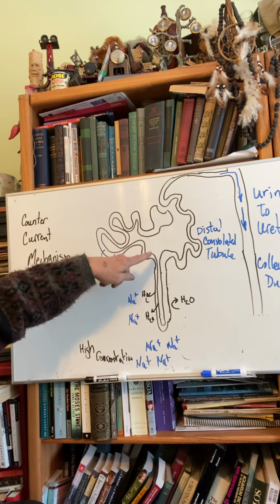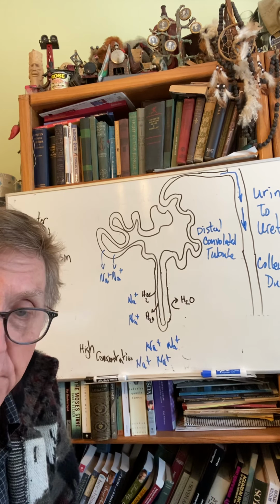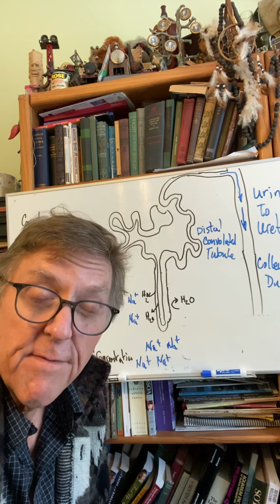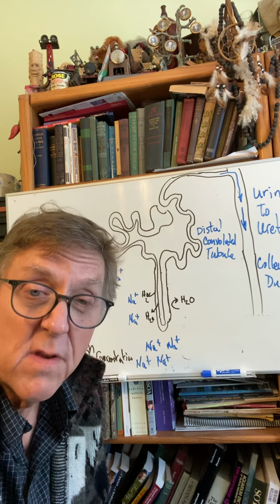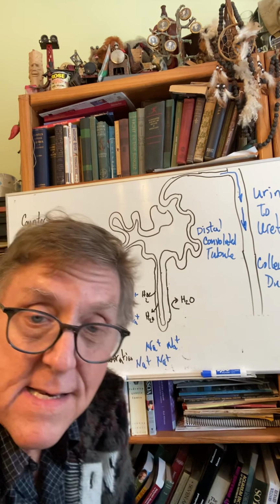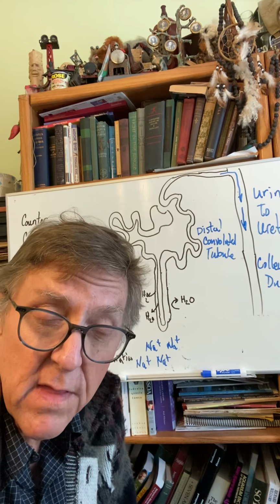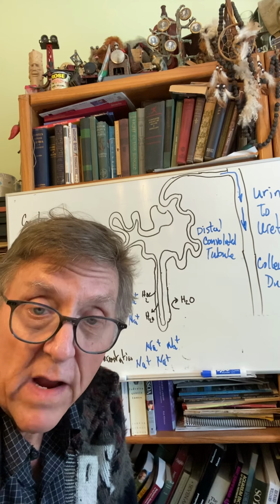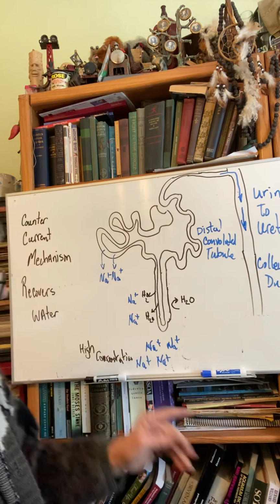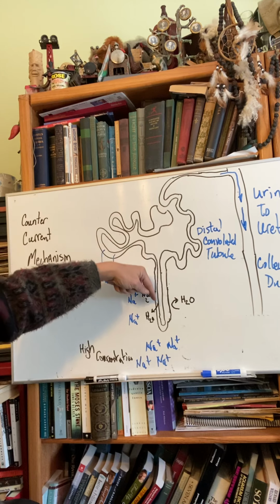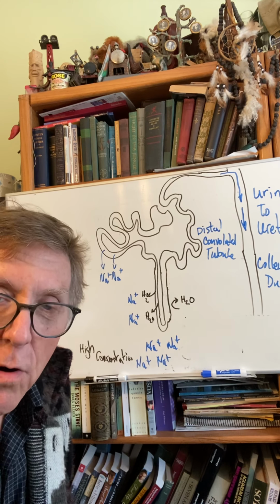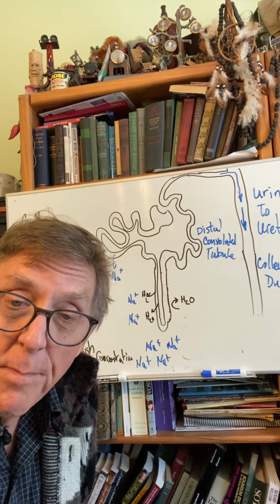And so what happens is we have a unique situation with regards to the permeability. That means the ability for materials to pass into or out of the loop of the nephron. And so we have the two sides to the loop of the nephron. The descending limb goes down deep towards the medulla of the kidney. Now, the deeper you go into the medulla, the higher the concentration of salts. And so the descending limb is permeable to water, but not to sodium.